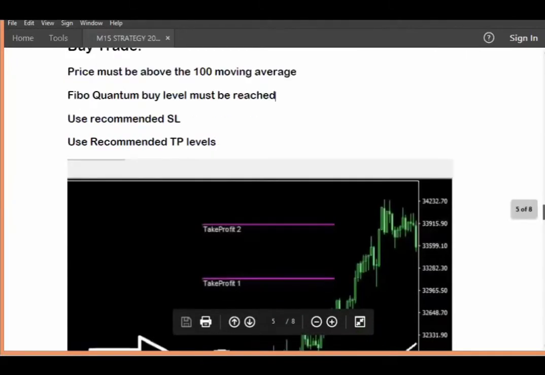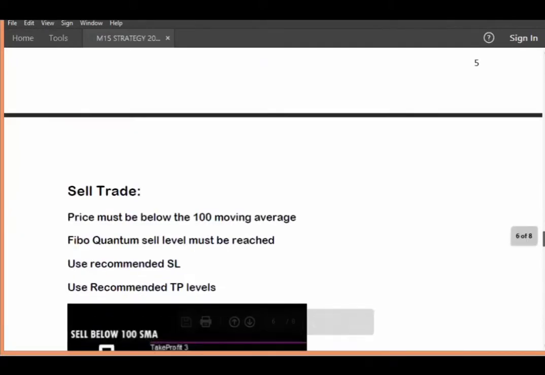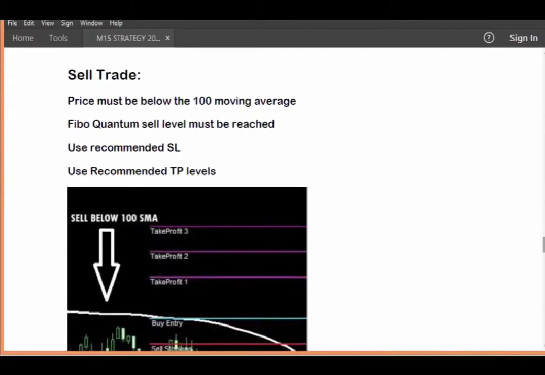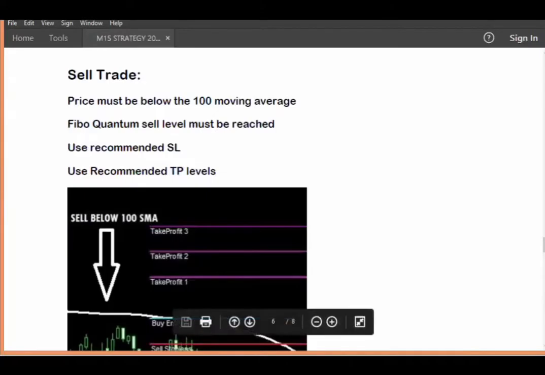So now that we saw the buy, let's look at the sell rules. The sell rules are basically the same as the buy rules, but in the opposite. The price must be below the 100-period moving average, and the sell price level must be reached. Stop losses are given, and take profit levels are given.